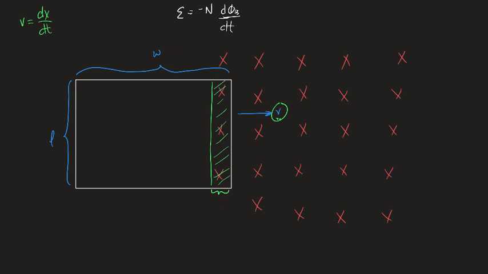So there we go, length x. That's how much of my loop is inside the magnetic field. Because step one is have a means of calculating flux. So there's step one. I'm going to try and calculate the flux.